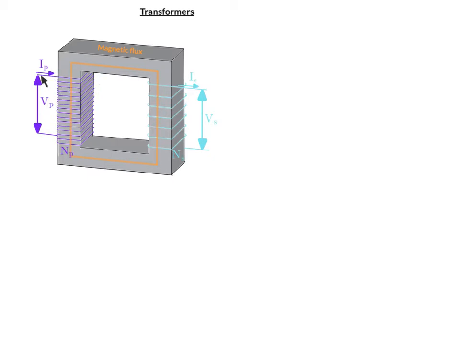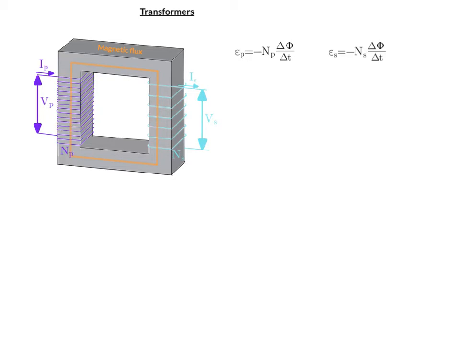So we call this the primary. So there's a primary voltage across here, and there is a primary number of turns. Then we have the secondary over here. There is no current going through it originally, and it has a number of turns n sub s. Now, there is a magnetic flux through here, and that magnetic flux is the same for both the primary and the secondary.